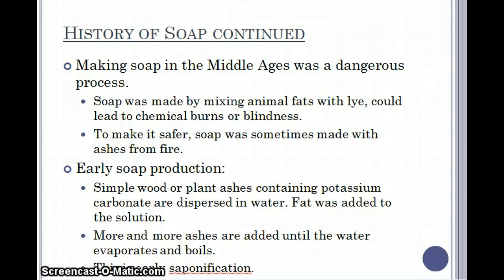In the Middle Ages, soap was made by mixing animal fats with lye, and it could lead to serious injuries like chemical burns or even blindness. So to make things safer, sometimes ashes from fires were added to the soap. The plant ash idea was also used in early soap production. Plant ashes contain potassium carbonate, and they were dispersed in water. Then fat was added to the solution. More and more ashes were added until the water would evaporate and boil. This is an early form of saponification.